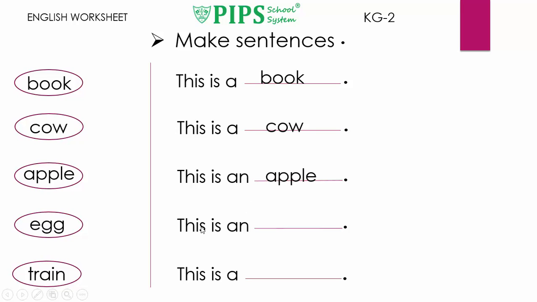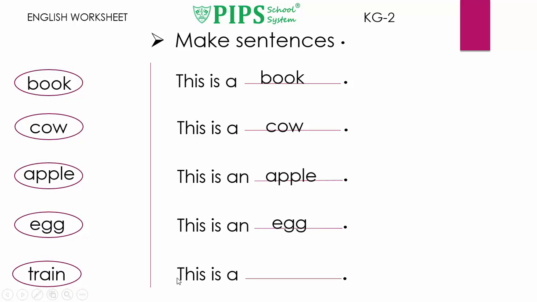The next sentence is: this is an dash. We will write here egg because the initial letter of egg is E and article an is used with vowel letter. E is also a vowel letter. The sentence is: this is an egg.